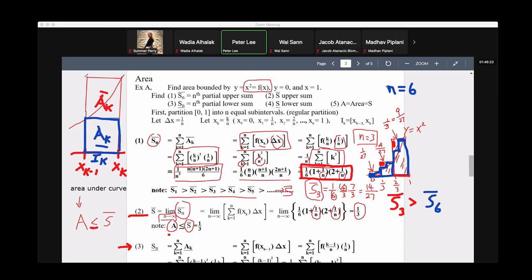The h sub k bar is the area of this guy right here, all the way up to here. The tall rectangle all the way up to here, that was h sub k bar. But now we want the lower rectangle, the short rectangle, which is h sub k underscore. So now let's look at number 3 here. If we look at number 3, this is what we see.